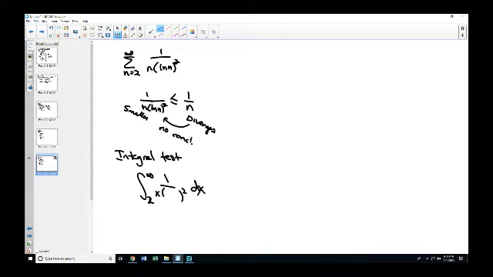2 to R, is a limit as R approaches infinity. Okay, so that would be your integral.